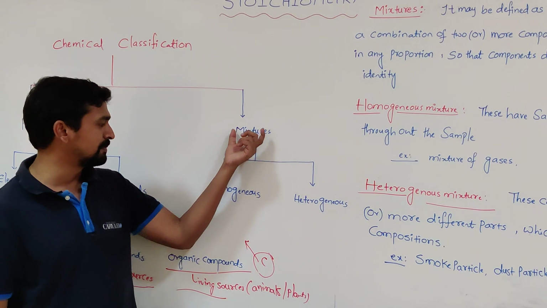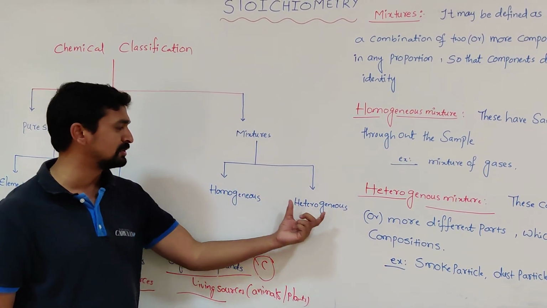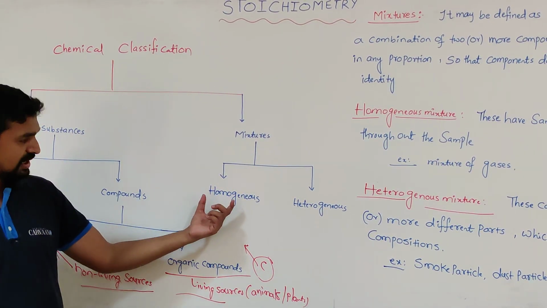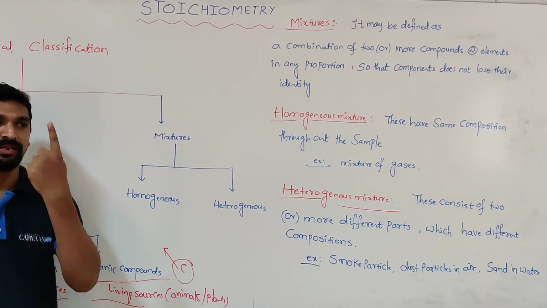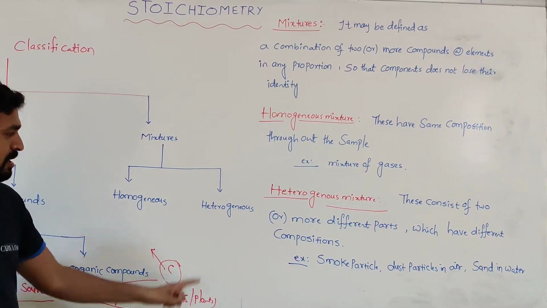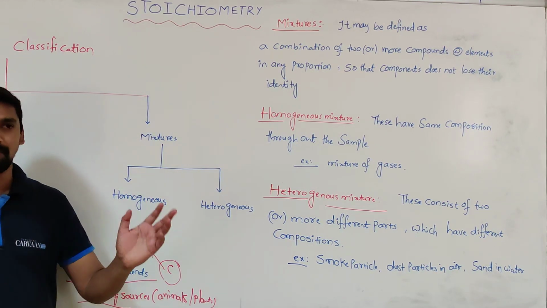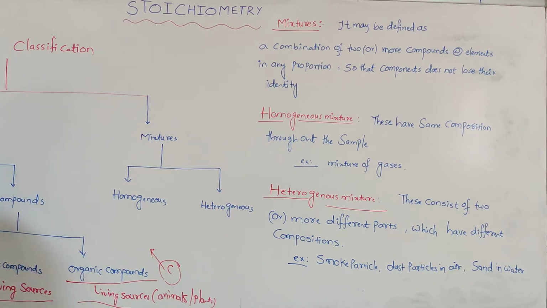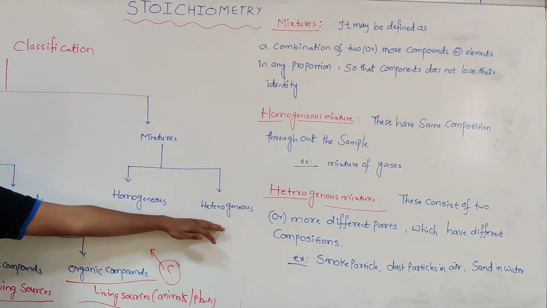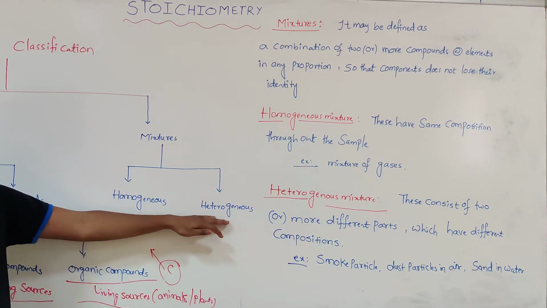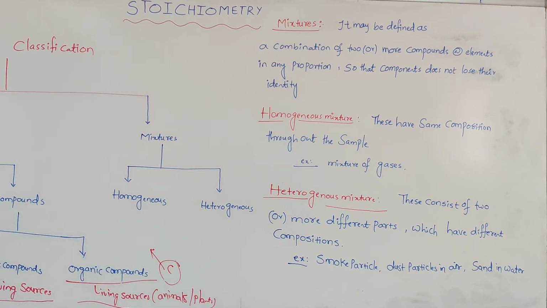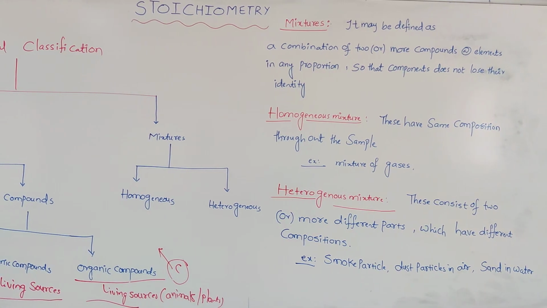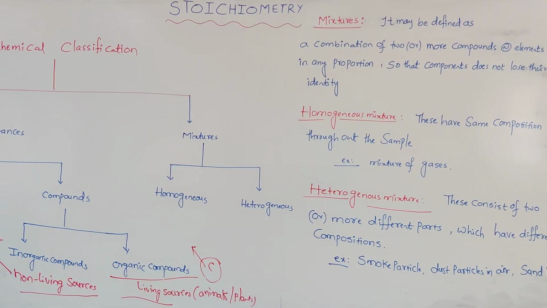The other one, the mixtures, are classified into two types, homogeneous and heterogeneous. When we see the homogeneous mixture, it has the same composition throughout the sample. That means it consists of only one phase. But in the heterogeneous mixture, the same composition is not present throughout the sample. It consists of two or more phases. That type of mixture is called a heterogeneous mixture. This is about matter and its classification in terms of physical as well as chemical classification.